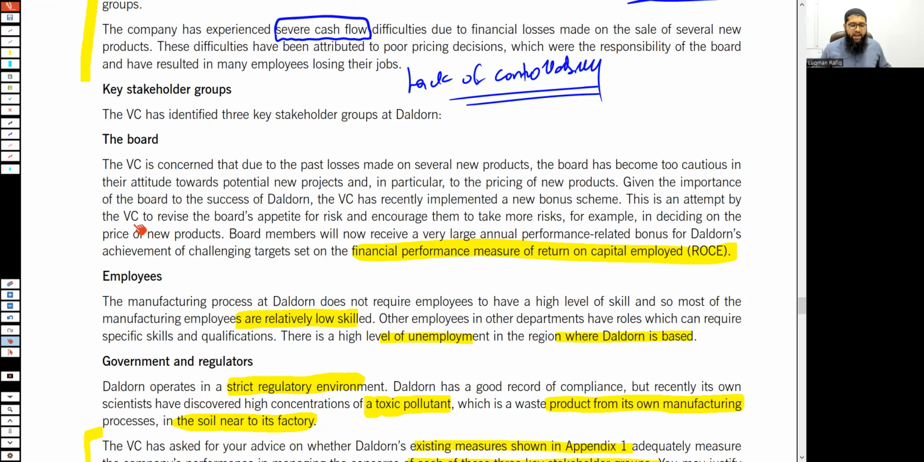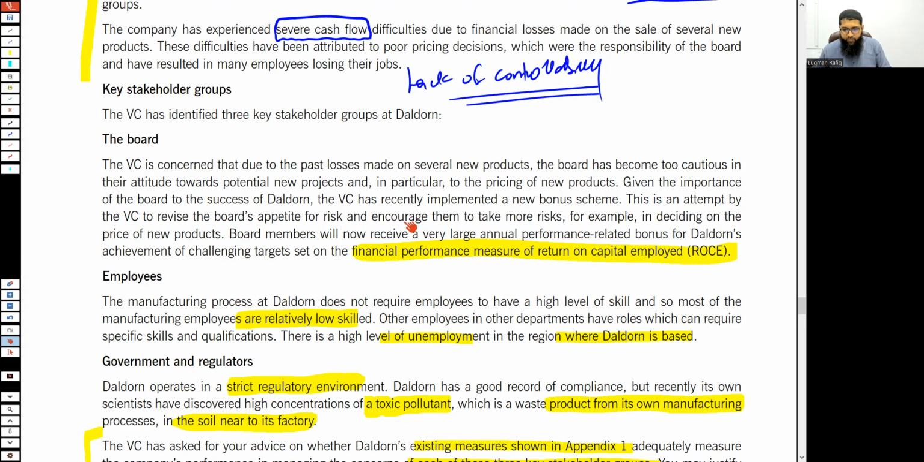Okay, so this is an attempt to revise the board's appetite for risk. They are encouraging the board to take more risk. In deciding on the pricing of new products, board members will now receive a very large performance-related bonus for achievement of challenging targets set on the financial performance measure of ROC.